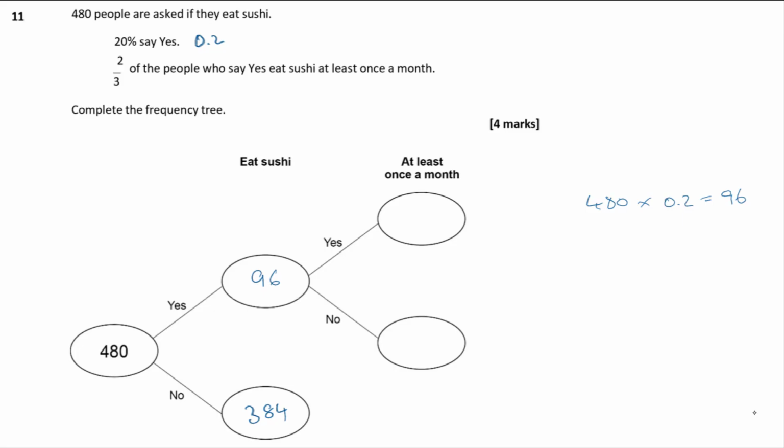Now, of those 96 people who eat sushi, 2/3 of those people eat sushi at least once a month. So what's 2/3 of 96? You can just do that on the calculator, or you can just divide through by 3 first. That gives me 32, and then times by 2, that's 64. So that means 64 people have it at least once a month, and 32 people do not have it at least once a month. There we go, it's all done.